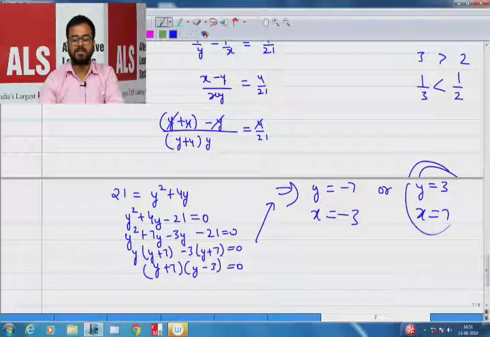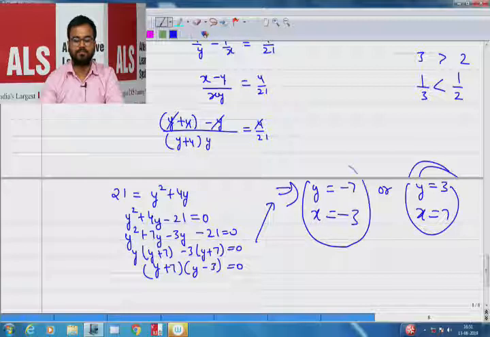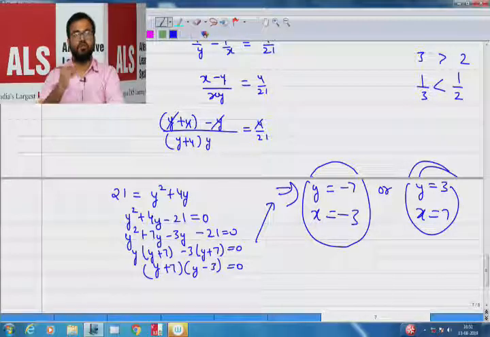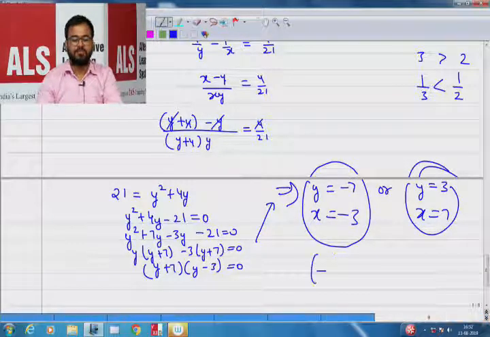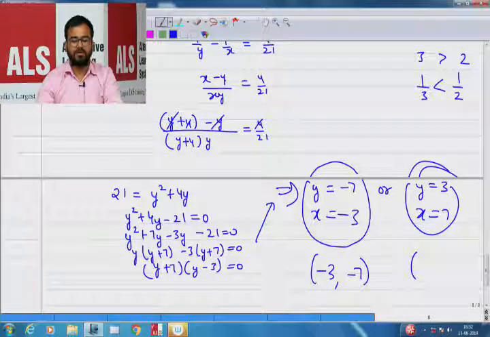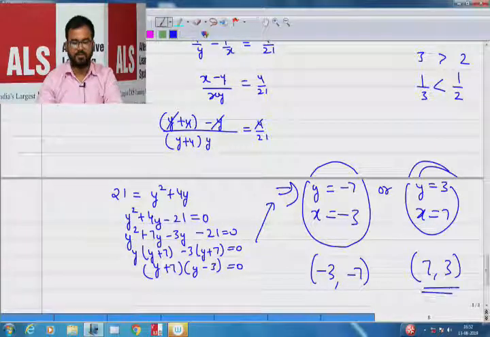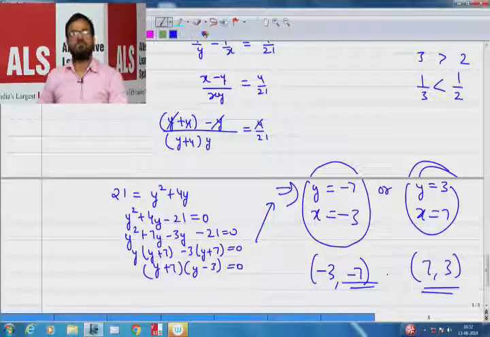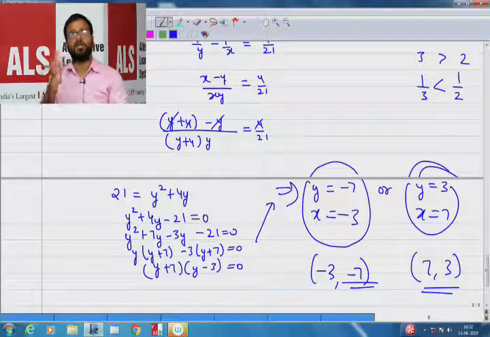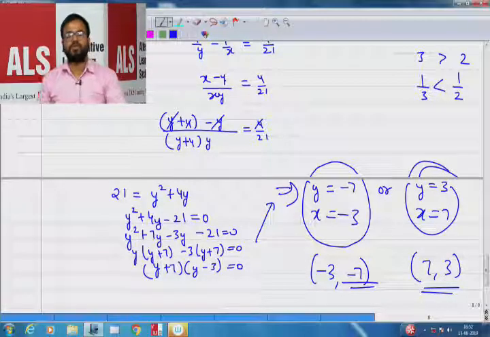So two answers are there for this one. The two pairs of solutions are minus 3 comma minus 7 and 7 comma 3. These two values will satisfy. So always remember, if you are getting two answers, you have to give two pairs of answers.